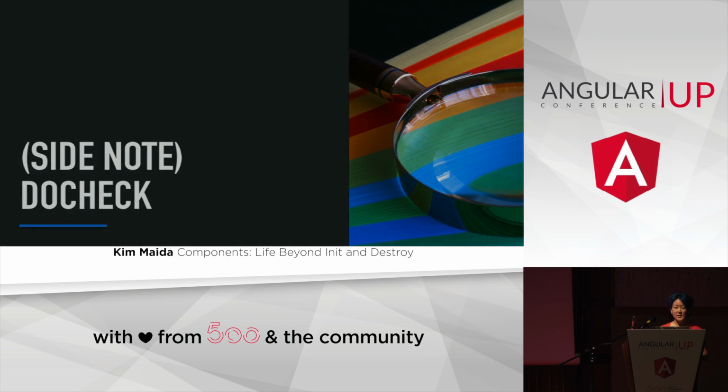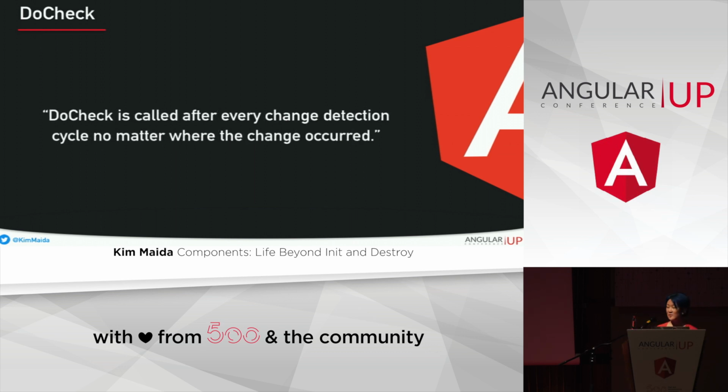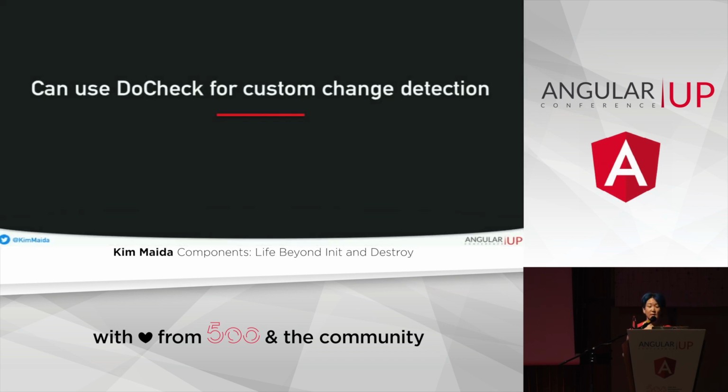This is almost sort of a side note, but doCheck is a lifecycle hook that is used to detect and act on changes that Angular doesn't catch on its own. It's called after every change detection cycle, no matter where the change occurred. You can basically use this to set up custom change detection. This is particularly useful when you're using onPush. It basically tells us the extent of the changes that Angular is capable of detecting when it's using zones. For example, we could use doCheck to detect object mutations and then manually mark them for check.